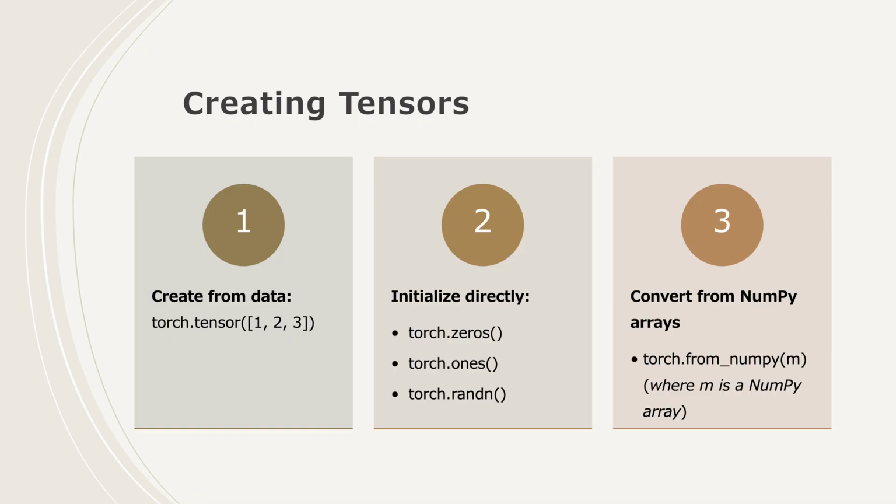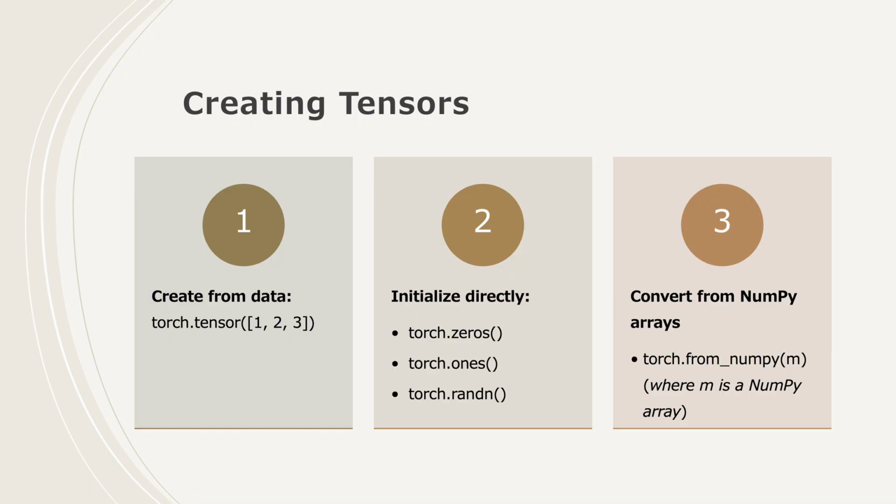Second, you can initialize a tensor directly with built-in helpers. torch.zeros makes a tensor filled with zeros. torch.ones makes a tensor filled with ones. And torch.randn creates a tensor of random values drawn from a normal distribution. These are great for prototyping, for allocating model parameters, or for setting up inputs when you don't yet have real data. Third, you can convert from NumPy.